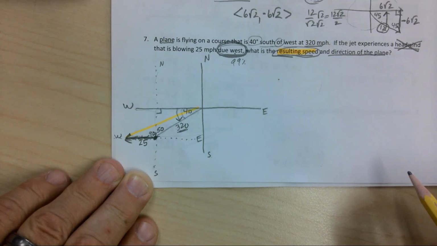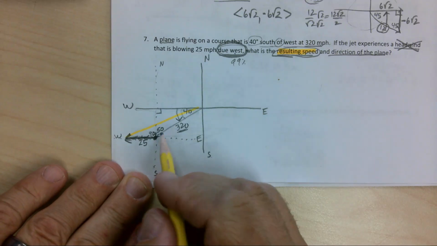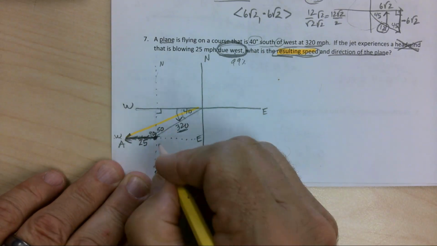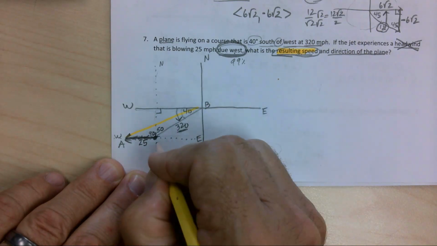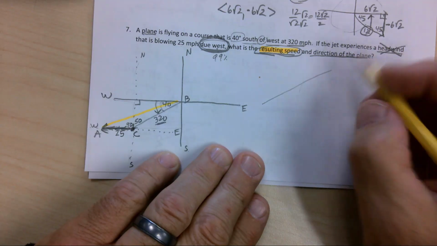And let's keep on going here. So what we have here, and I'm going to put some labels here. I'm going to call that A, I'm going to call that B, I'm going to call that C. I'm going to peel that little drawing off so we can look at it a little bit better.